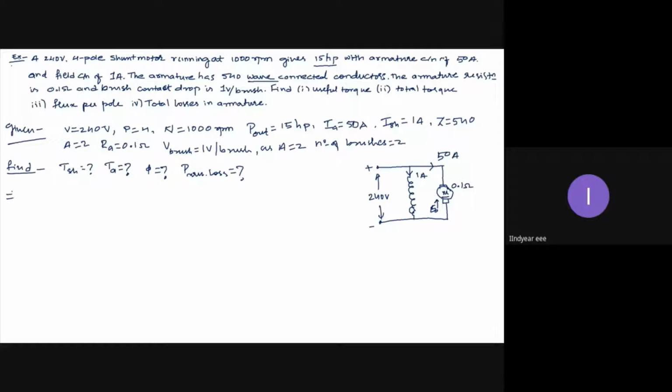Okay, so in the solution, what is TSH? TSH is equals to 9.55 P out divided by N. But this P out is in watts. This equation gives the power in watts. So I have to convert my output power, which is given in HP, to watts. So P out is equals to 15 into 746 watts. The conversion factor what we use is 746.